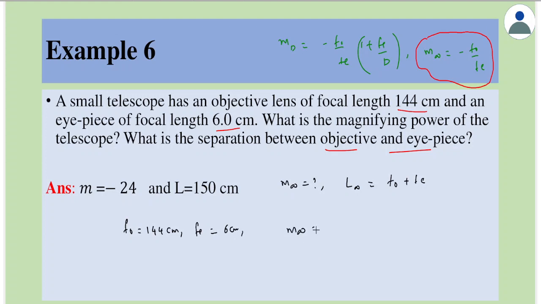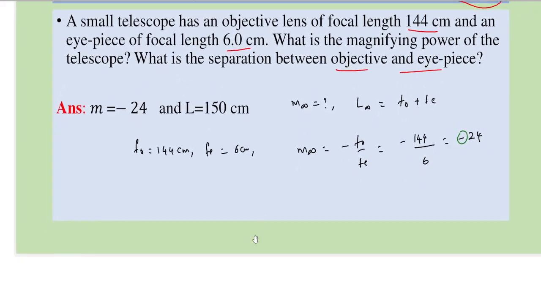So M infinity is minus of f0 by fe, that is minus of 144 by 6. Both are in centimeter, that is equal to minus 24. Again here the minus sign means that the image is inverted. Next thing is the length of the tube, and that is given as f0 plus fe. f0 is 144 centimeter plus fe is 6 centimeter, is equal to 150 centimeter.